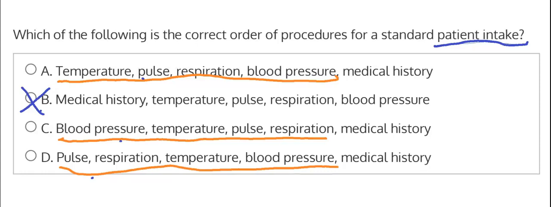But the temperature really will vary depending on if they're ill or not. If someone has a very high temperature, there's a reason for it. It's not because, oh, they just naturally have a fever in most cases. So for that reason, we will go with option A, taking the temperature first. And then you can move on to your pulse, respiration, and blood pressure, followed by taking the medical history.